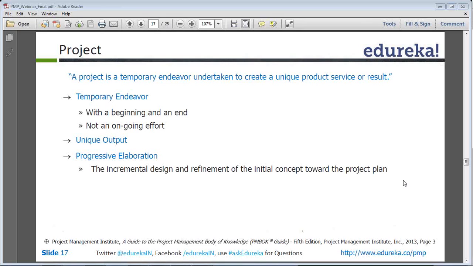Either it is a product or it can be a service, like this training is a service, or a result. Sometimes we do feasibility studies and we generate only a feasibility report. That feasibility report is a result. So it is not a service, it is not a product, it is termed as a result. So anything that will create a unique product, service or result and has a definite start and end date is termed as a project.